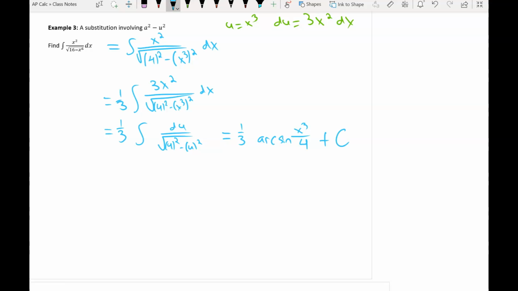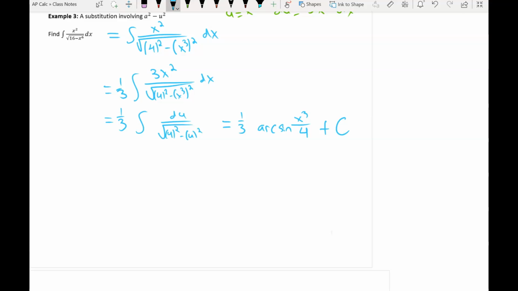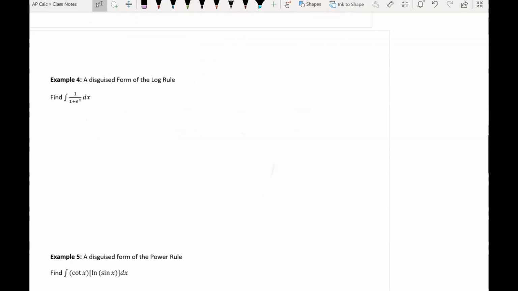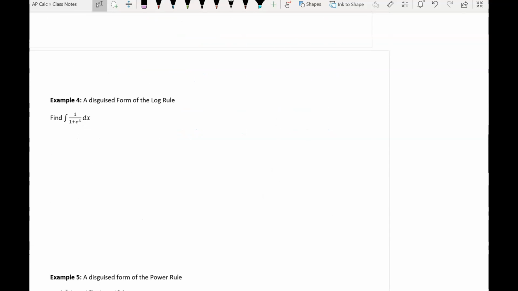Okay, so some of these problems are easier to recognize. Some of them you have to do a little bit of work to get it in the form where you can recognize what you can do the antiderivative of. All right, an example 4 here. This one is kind of tricky. If you look at this one for a while, you might struggle to find what you have to do. It doesn't seem to fit the rules. However, it kind of fits the log rule if you do something a little tricky.